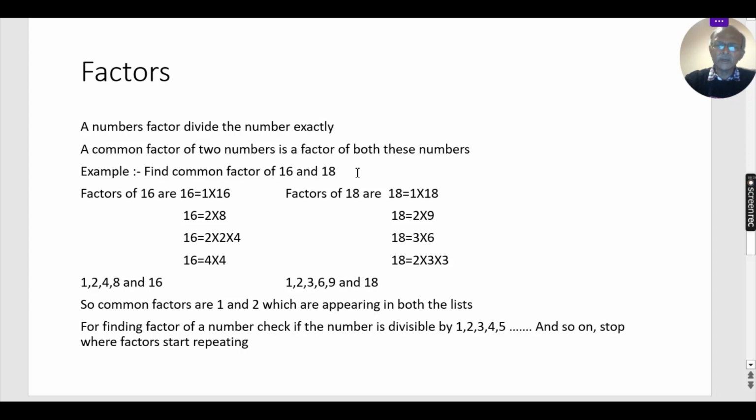We can also, if there are 3 numbers, still find the common factor of the 3. If we don't find any number repeating, it means there is no common factor for the 3 numbers or 4 numbers, whatever it is. If there is a number which is repeating in all the lists or which is available in all the lists, then it will be a common factor. Now we move to prime numbers and prime factors.